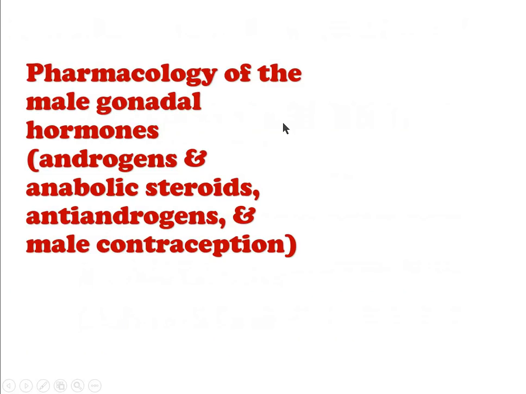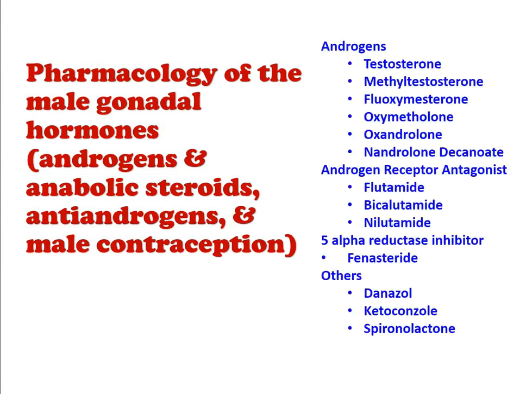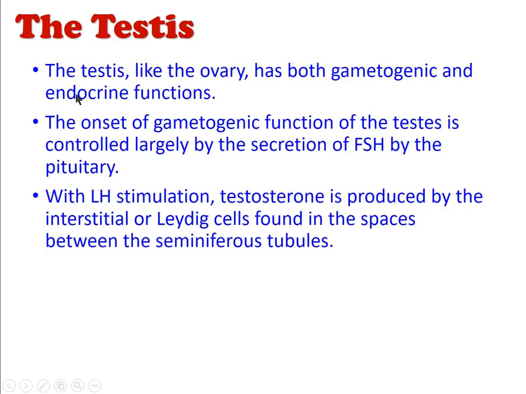Okay, so that was the female gonadal hormones. Then we'll talk about the main male gonadal hormones. These are androgens, and then androgen receptor antagonists and 5-alpha reductase inhibitors. So make sure that you remember all the drugs. In females we had ovaries, which were the main gonadal organs. In males we have testes, which have both gametogenic and endocrine function. The gametogenic function is controlled by FSH, and testosterone, which is the endocrine function, is controlled by LH stimulation. So make sure that you remember which hormone is doing what in which case.